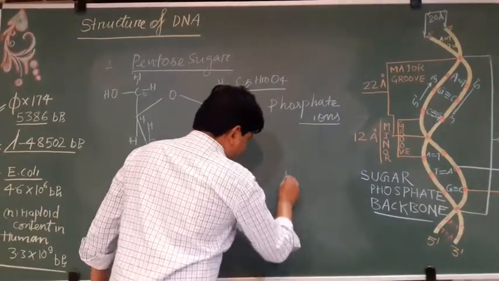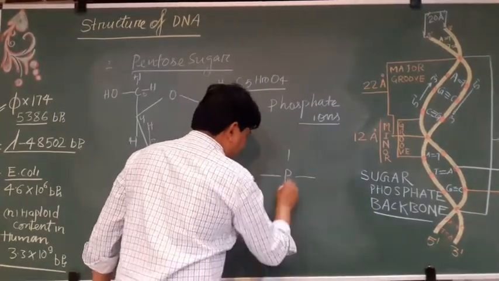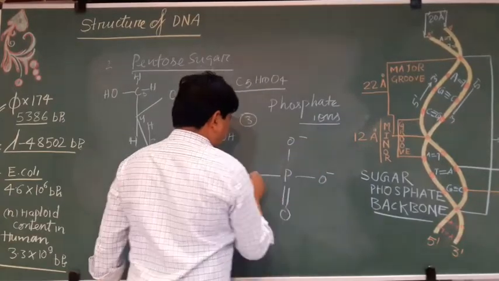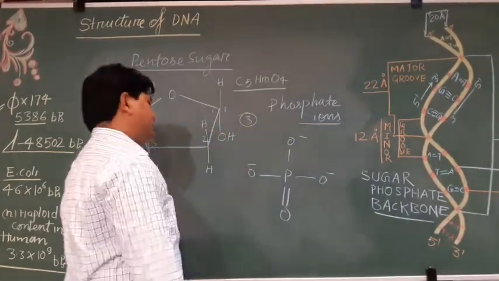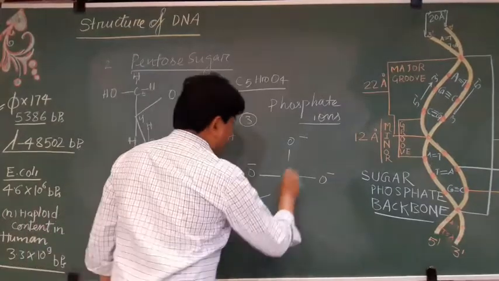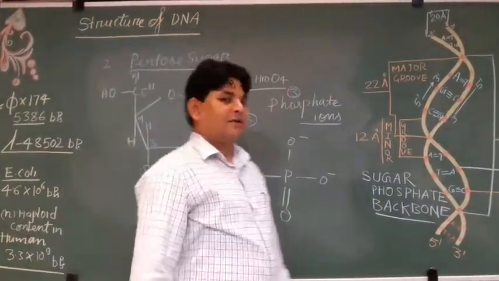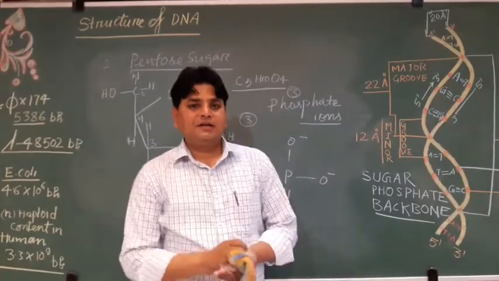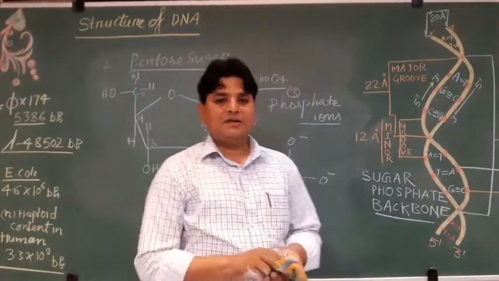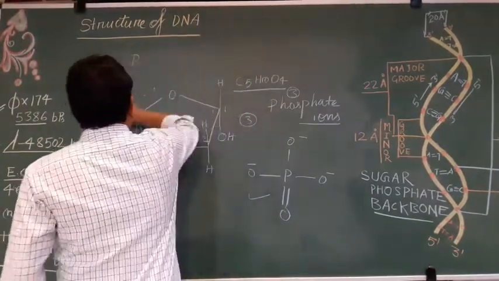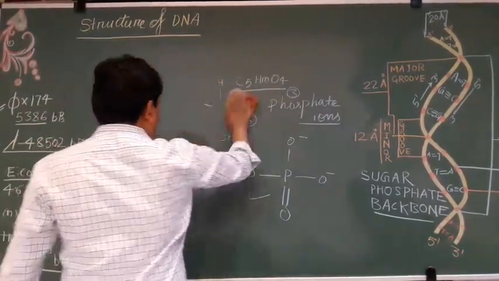The structure of the phosphate ion is P, this one. So this is the structure, this is the third component. So in this way we conclude that in the structure of DNA there are 3 components: nitrogenous bases, pentose sugar and phosphate molecules.